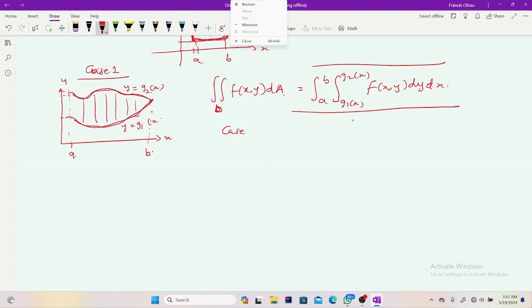So for case 2, I'll have my plane, here's x, here y. Now I'm going to have two functions which are parallel to the y-axis. So this time around, I'll have one function this way, and another function this way. So this function here will, let's say x is equal to h.